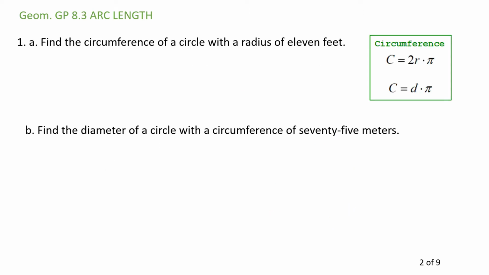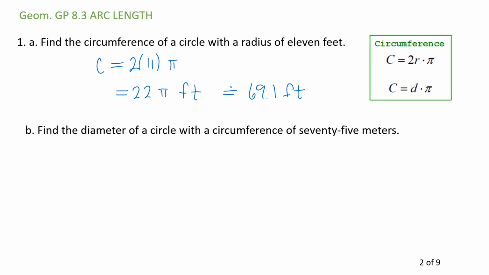So I'll start by refreshing your recollection on finding the circumference of a circle. Find the circumference of a circle with a radius of 11 feet. Well, circumference is 2 r pi. That's the answer, 22 pi feet. Now, of course, if you want an actual distance, it's about 69.1 feet around that circle with a radius of 11 feet.